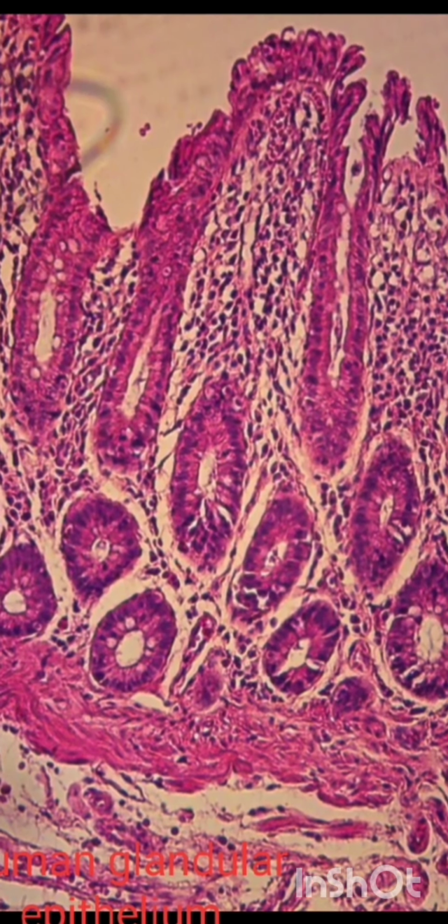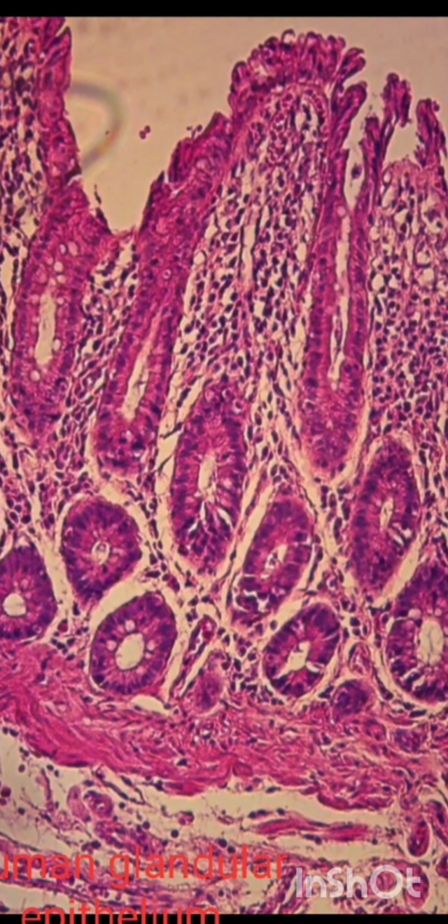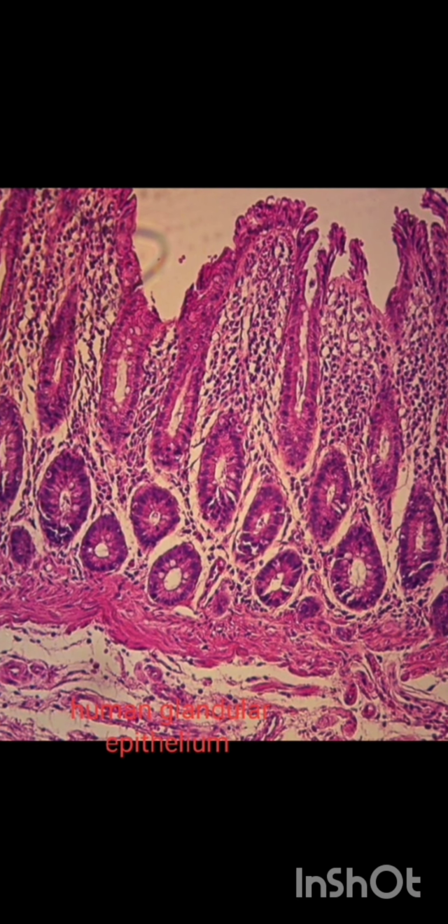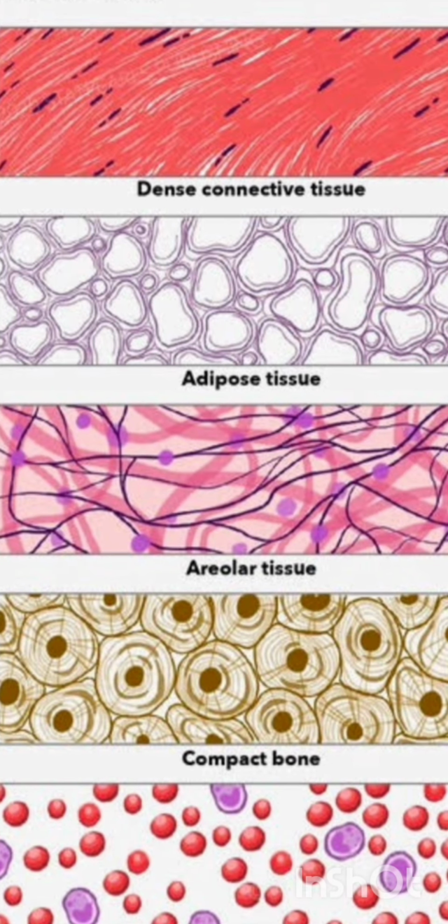This is human glandular epithelium. Next we need to see about glandular epithelium. Epithelial cells are often modified to form specialized gland cells which secrete chemical substances at the epithelial surface. This lines the gastric glands, pancreatic tubules and intestinal glands. This is the microscopic view of human glandular epithelium.